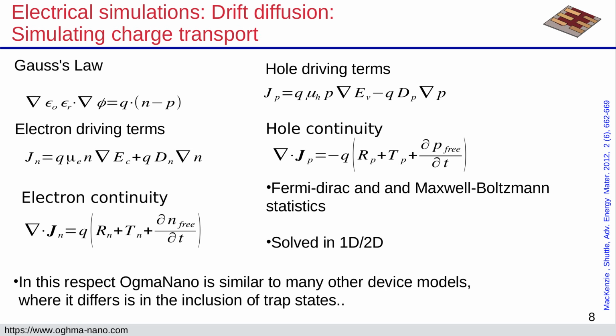And also, the model can do Fermi-Dirac statistics, Maxwell-Boltzmann statistics as well. So it can do the full characteristics or just approximation to them with a Maxwell-Boltzmann approximation, how you like. And in this respect, I guess OghmaNano is quite similar to many other device models, but where it differs quite a lot from a lot of models in literature is its handling of trap states.